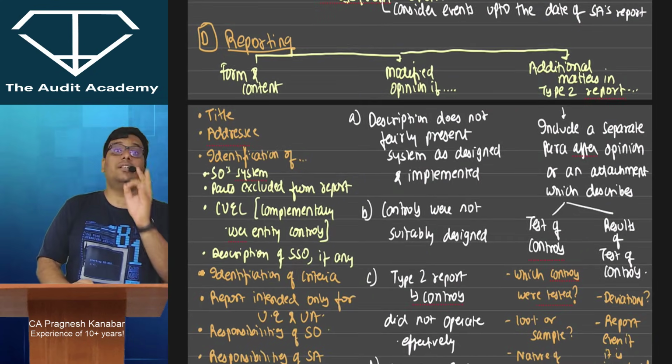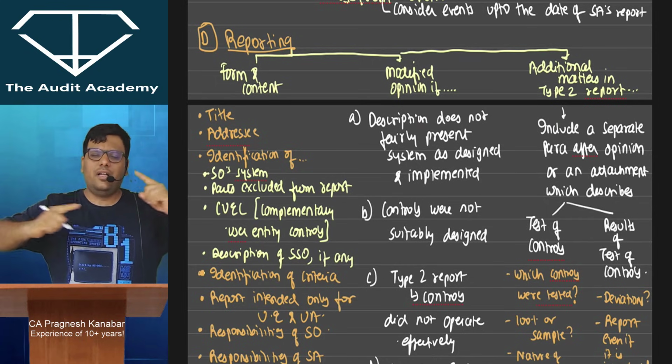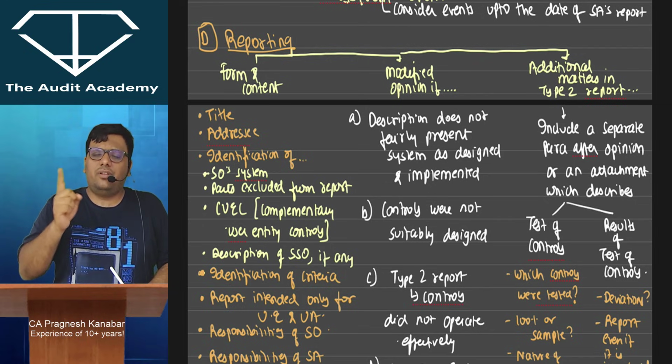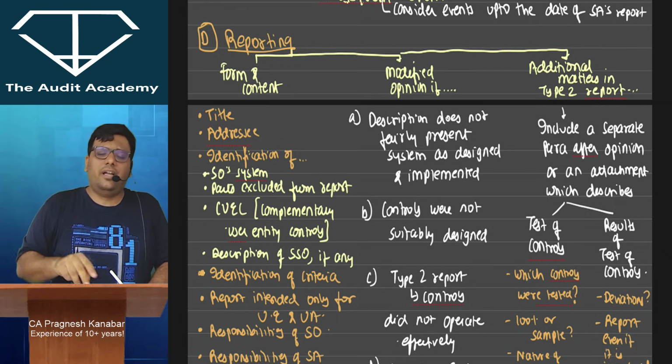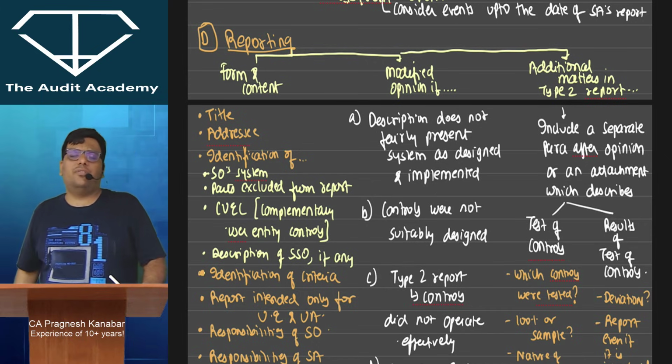Now the reporting part. Don't forget, you are the service auditor. You are going to give a report. The Type 1 report will be on the description of the system, whether it fairly presents the service organization system, and its design, whether the controls are suitably designed. In the Type 2 report, you will also include the operating effectiveness of the controls after performing tests of controls.